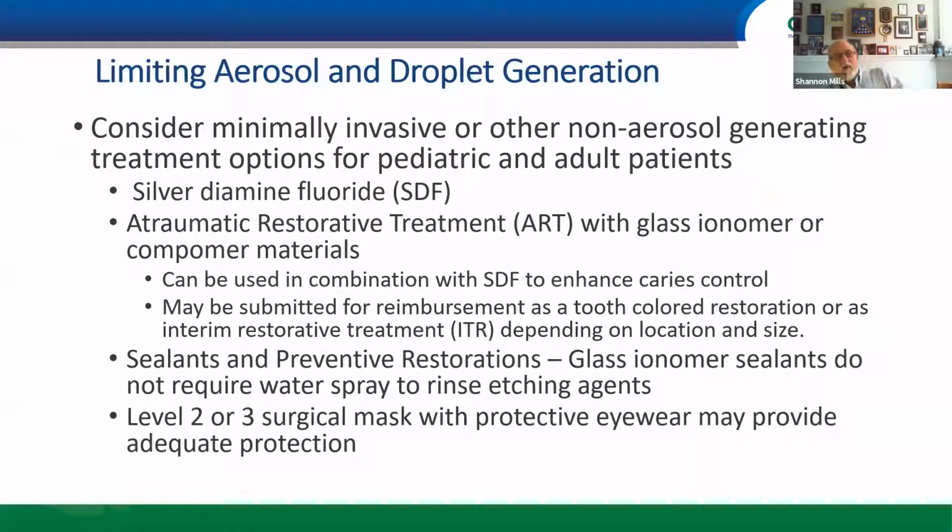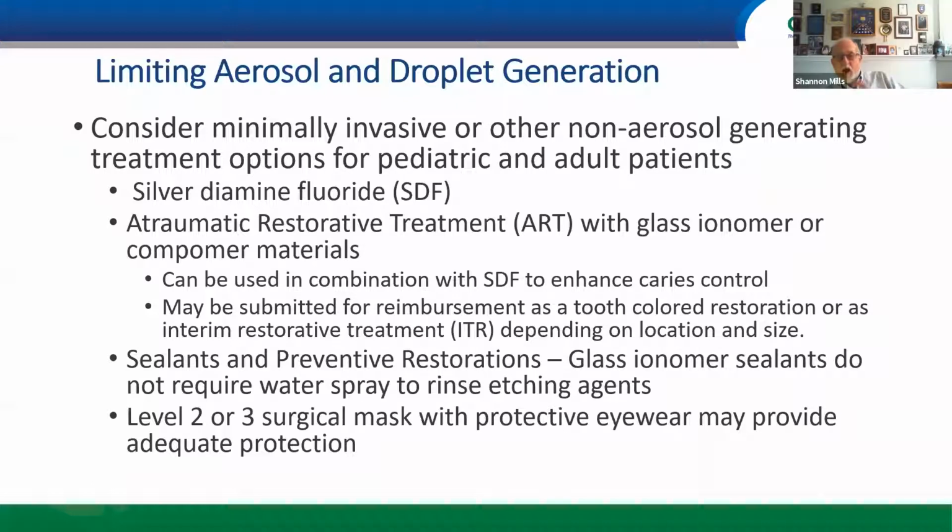Atraumatic restorative treatment is a technique of removing gross caries, as much caries as is reasonably possible, with hand instruments. And again, if you want to use a slow speed to help this out, that's just fine. And then placing a glass ionomer or Compomer restoration. You can also put silver diamine fluoride down initially to enhance caries control, and then place this in place.